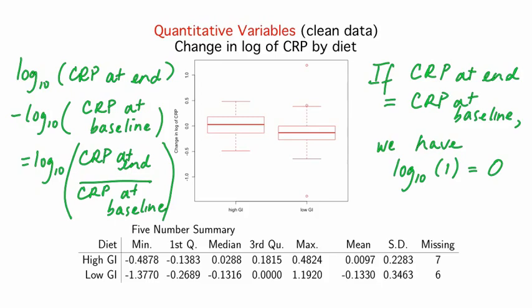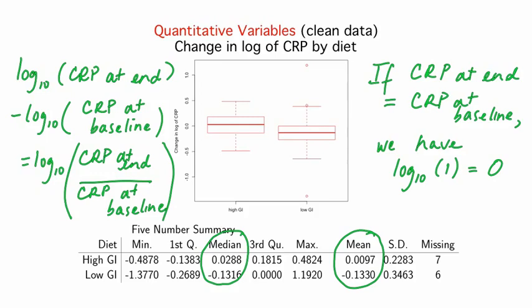Our box plots here are showing the differences of the log of CRP by diet. And for this variable, there does seem to be a difference between the two diets. Note that the median and the mean are negative for the low GI diet and positive for the high GI diet, although quite small. This indicates that, on average, CRP seemed to drop for subjects on the low GI diet, but not for the high GI diet.